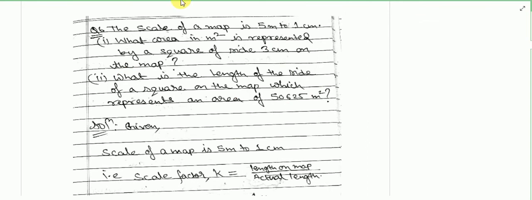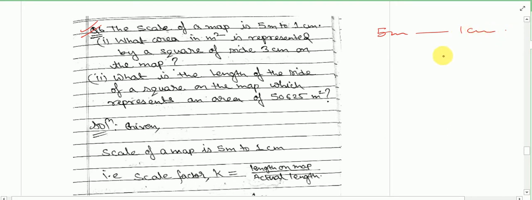Okay, now the last question for this exercise, question number 6. Here the scale of a map is given as 5 meter to 1 centimeter. It means if the actual length is 5 meter, then on the map that will be represented by 1 centimeter. That 5 meter will correspond to 1 centimeter on paper or in that map.